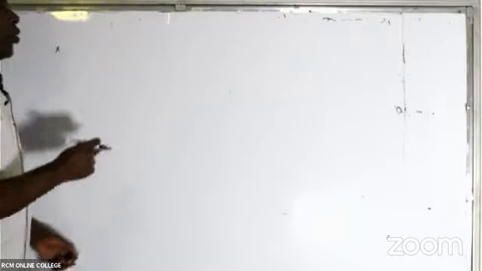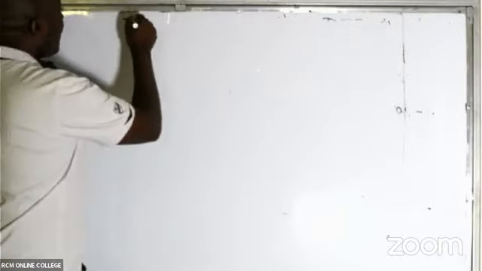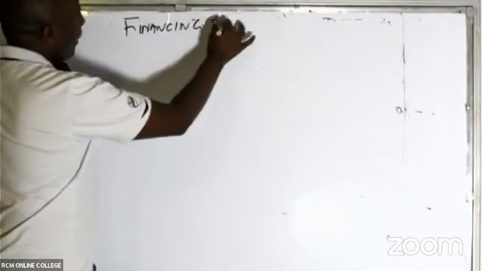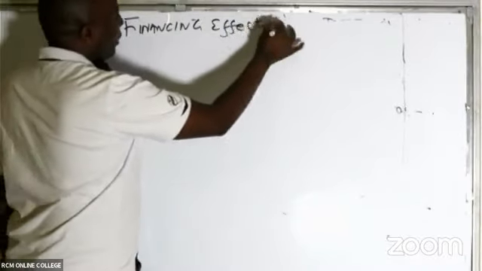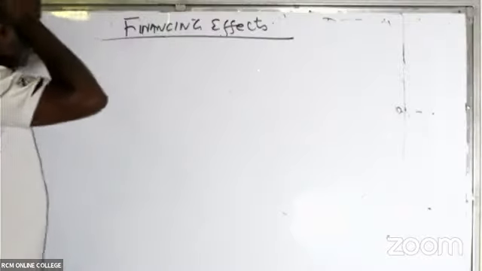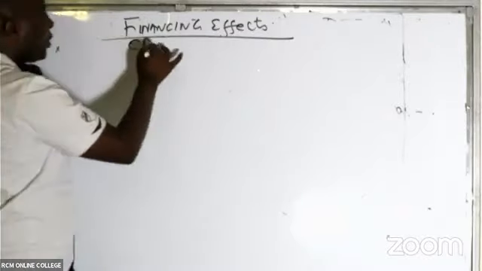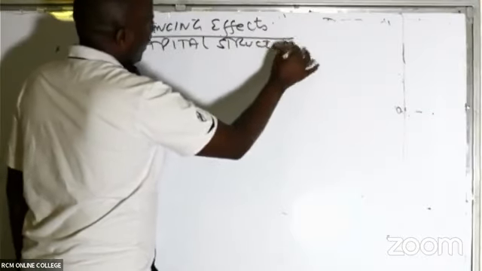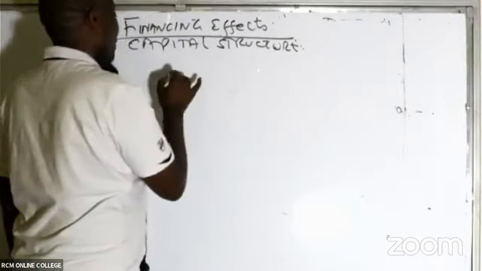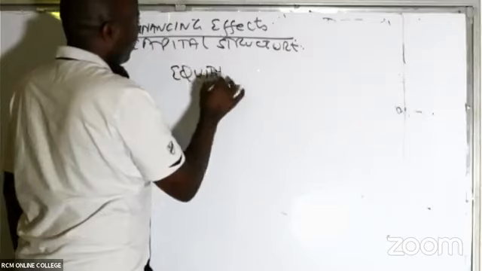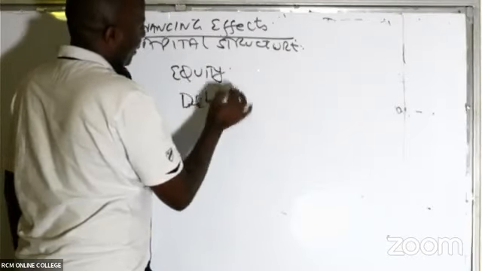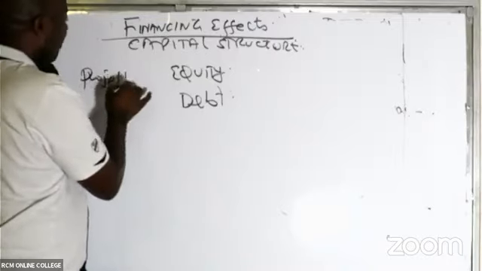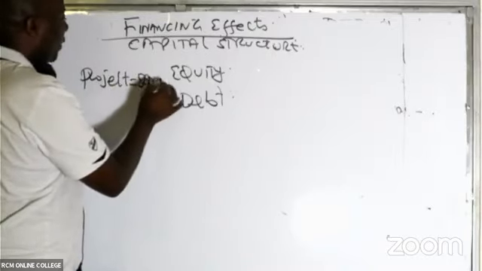Now from there, we look at what we call the financing effects. Now these financing effects normally will have issues here in many ways. So we look at the capital structure. So we have here equity. We have here debt. Remember, in total, the project is a project of 800,000.